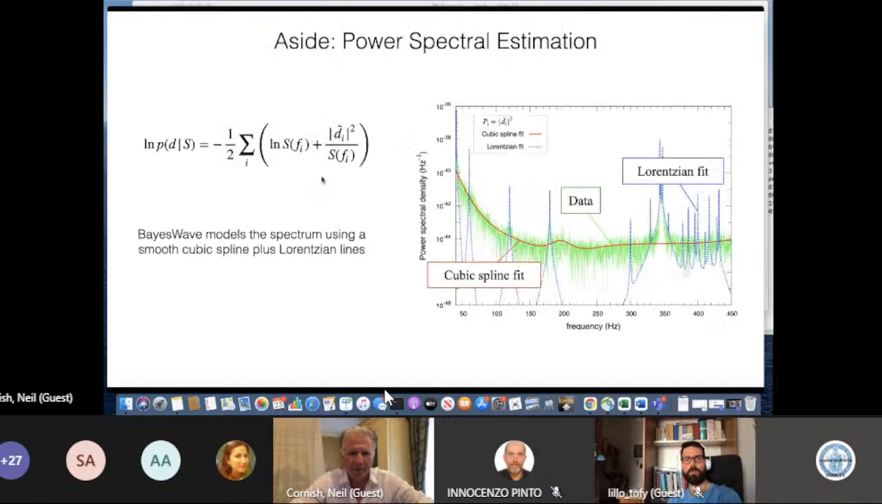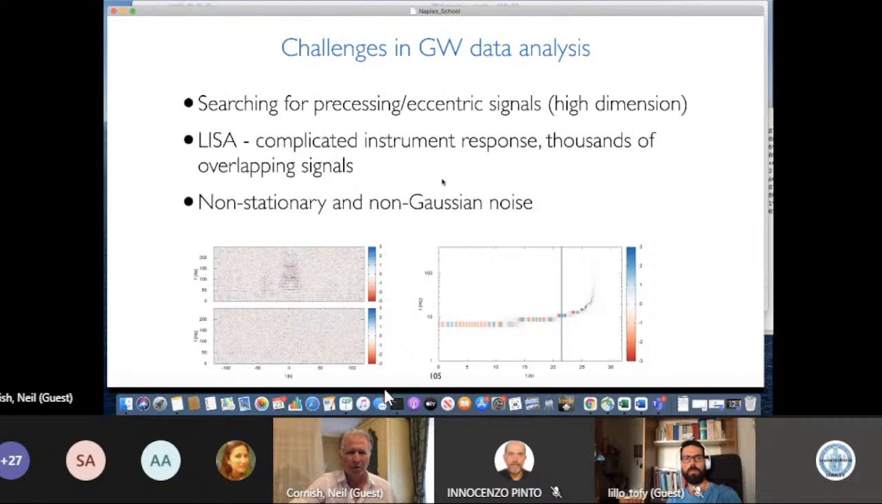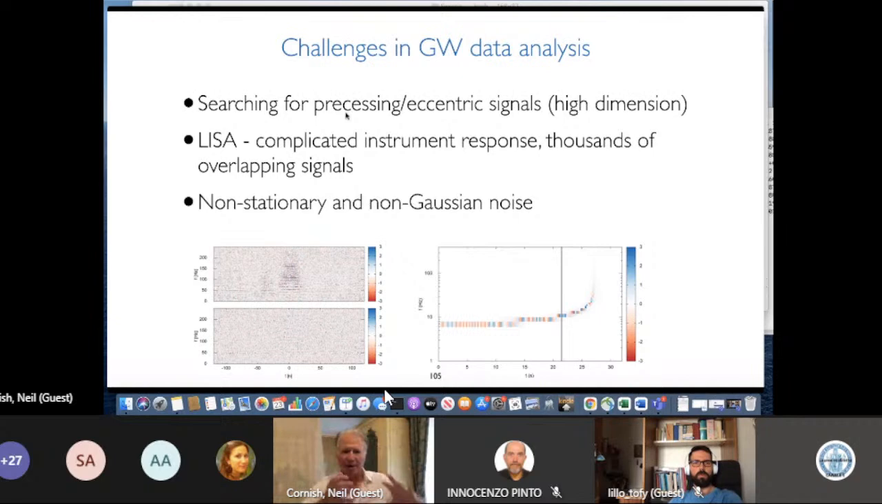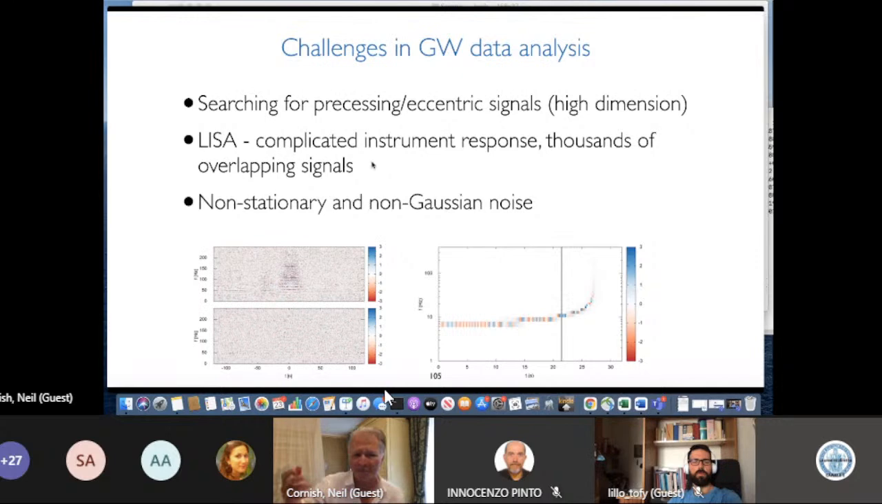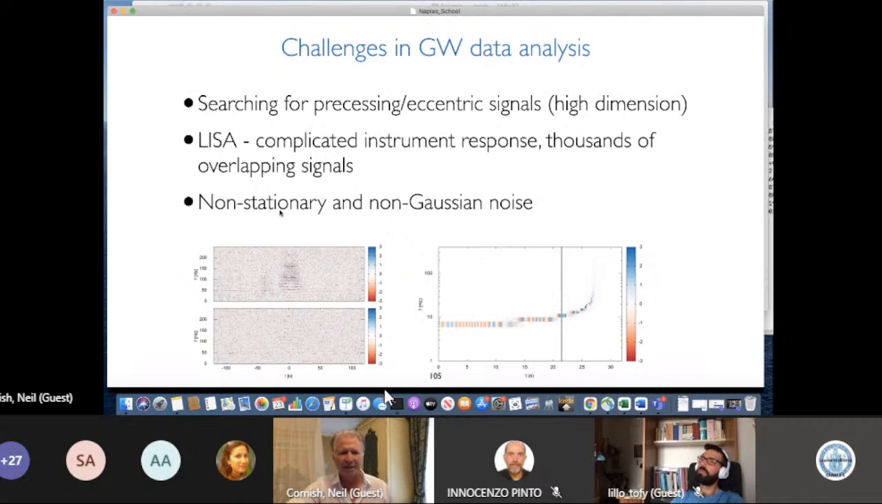So some of the challenges, I've already mentioned these: some of the signals are very complicated. We might have signals where the spin orbit coupling means that they precess around. We might have eccentricity. So we have high dimensional models. With the future LISA instrument, we have a complicated instrument response, as I described, and then there are thousands and thousands of overlapping signals. The data can also be non-stationary and non-Gaussian.